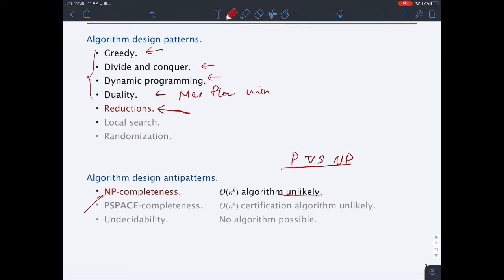Of course there are other problems that are even harder than NP-complete, such as PSPACE-complete and undecidable problems. Some of these problems will be taught in the CS 4write automata course. For this course, we just briefly talk about them, but we won't be able to spend a lot of time on it.